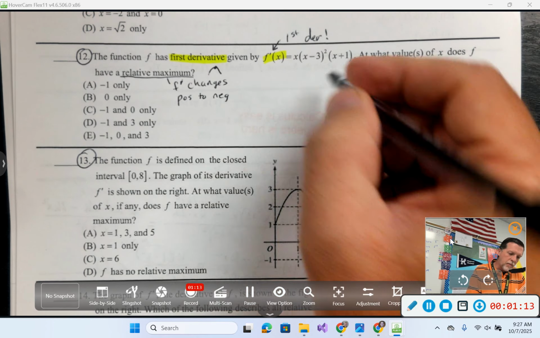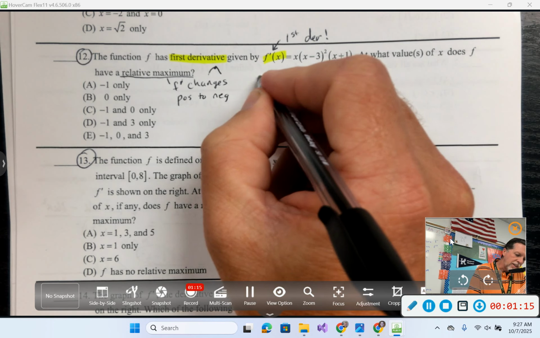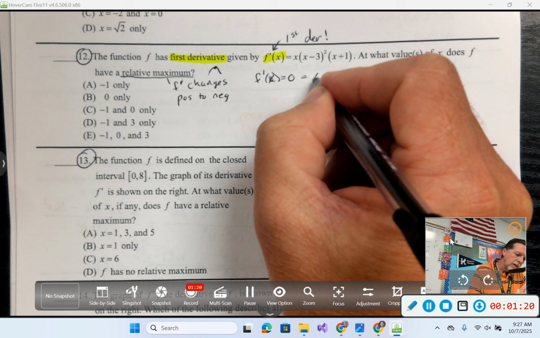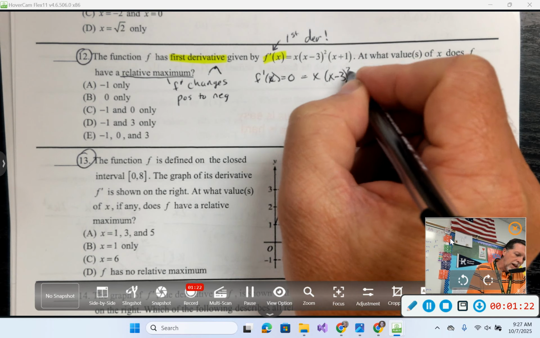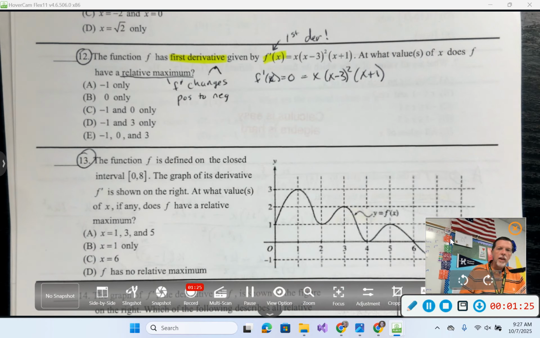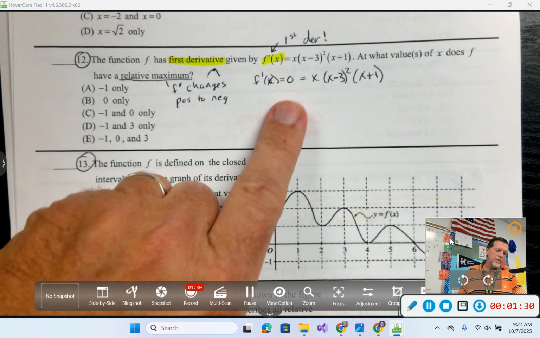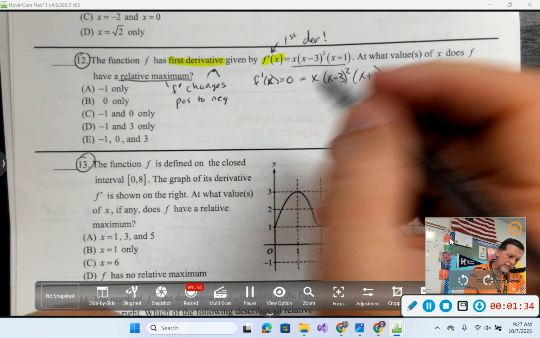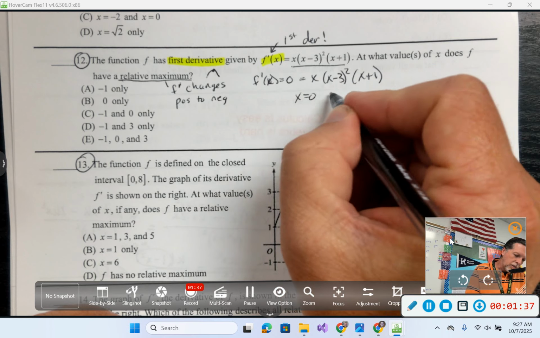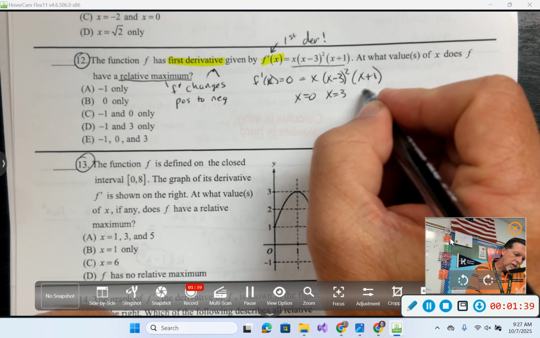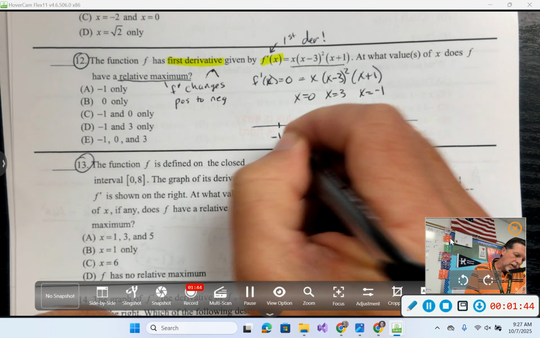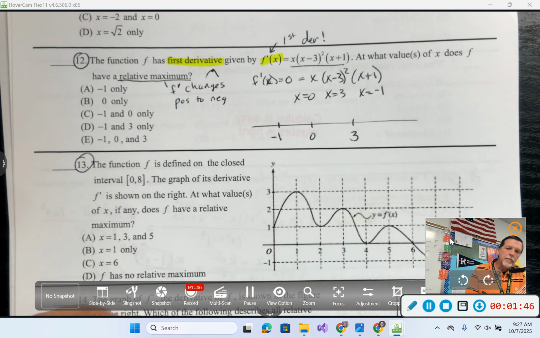Okay, well, we've already got f prime. So let's find the zeros. So we'll set that equal to 0. And then we'll do the number line thing, and then see where it changes from positive to negative. So again, in some ways it's easier because they gave you the first derivative. We didn't have to find that. They gave it to us. So the zeros would be 0 and 3 and negative 1. So negative 1 and 0 and 3.